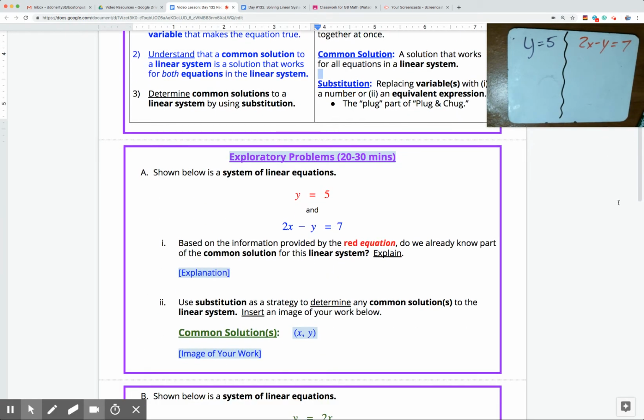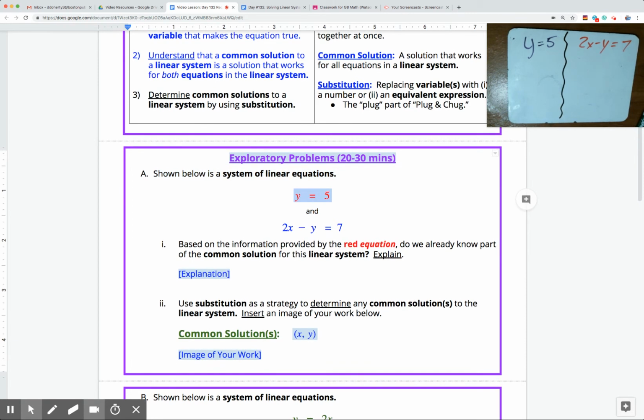So for part A today, or the first problem for exploratory problems, we were shown a linear system, two equations working together at the same time. And the linear system, first one in red is y equals 5. The second one is 2x minus y equals 7, and you see those on my whiteboard over here.